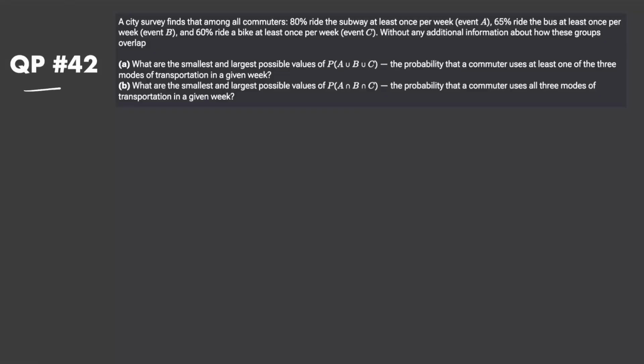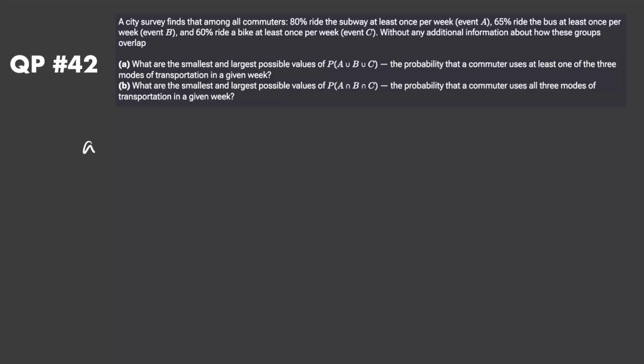Hello everyone, today let's take a look at Quantiphi question number 42, a pretty cool sets question. So we have a population of commuters. We're told that 80% ride the subway, that's event A, 65% ride the bus, that's event B, and 60% ride a bike, which is event C. Now we're just trying to find the maximum and minimum values of both the triple union and the triple intersection.